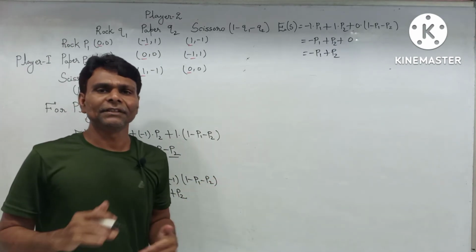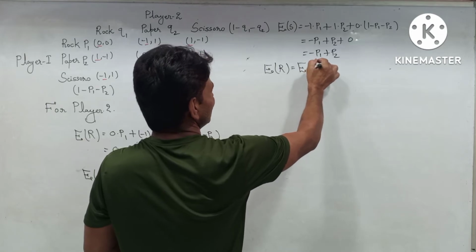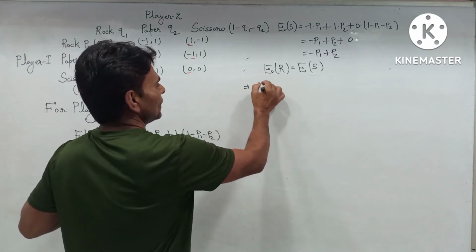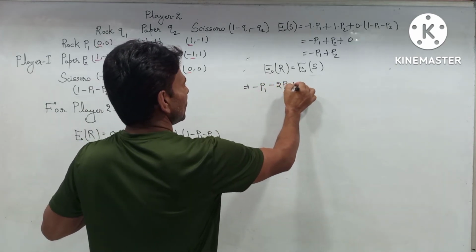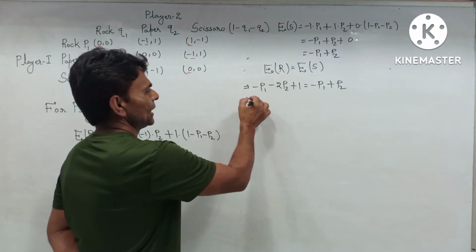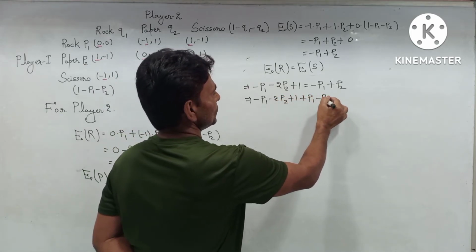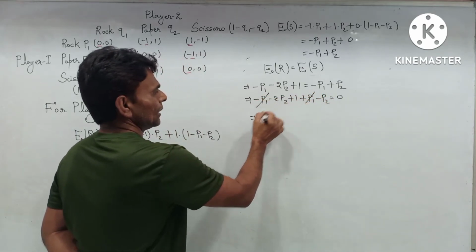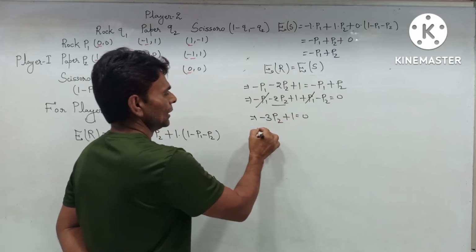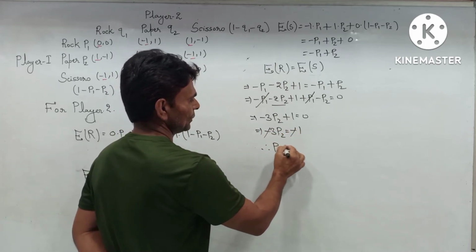Next task in this question: similarly we need to equate the expected value of rock with the expected value of scissors in order to eliminate P1. Now what value did we get for the expected value of rock? You can see here minus P1 minus 2P2 plus 1 equal to minus P1 plus P2. Shifting minus P1 plus P2 to the LHS side: minus P1 minus 2P2 plus 1 plus P1 minus P2 equal to 0. Plus minus P1 cancel, minus 2P2 minus P2 becomes minus 3P2 plus 1 equal to 0, minus 3P2 equal to minus 1, minus minus cancel, P2 equals 1 by 3.